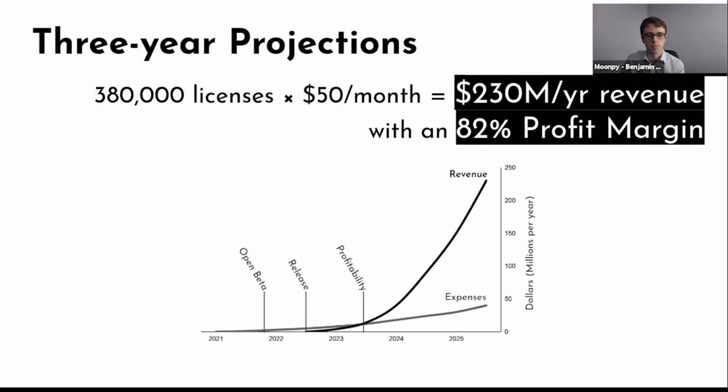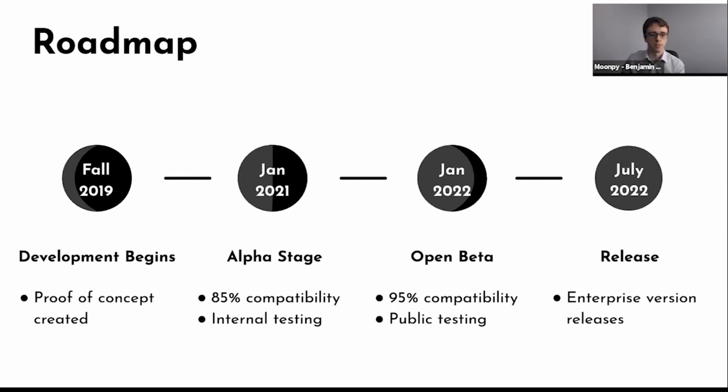Because of the low cost of maintaining the distribution, we expect to have a large profit margin of 82% once a critical mass of users has been obtained. After over 1.5 years of development, Moonpy has entered its alpha stage. During this period, an offer was made by a private company to acquire the IP behind Moonpy, but we were not able to agree on terms.